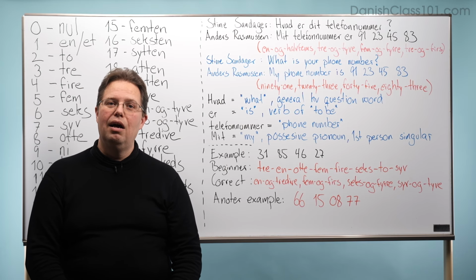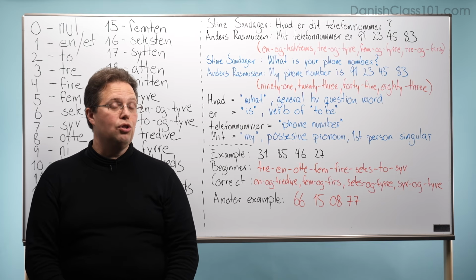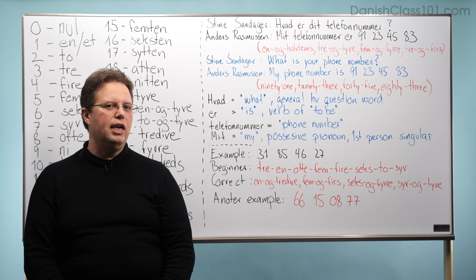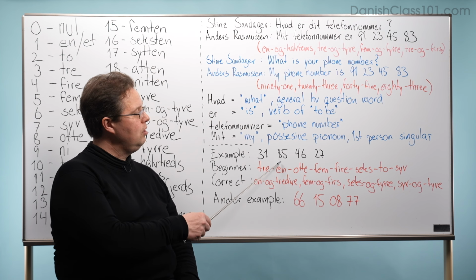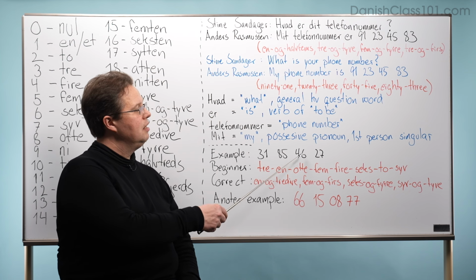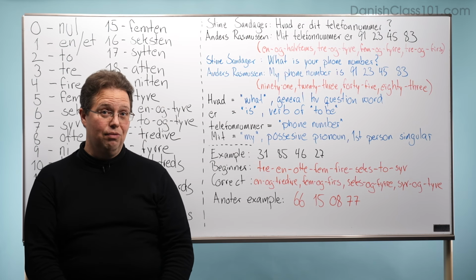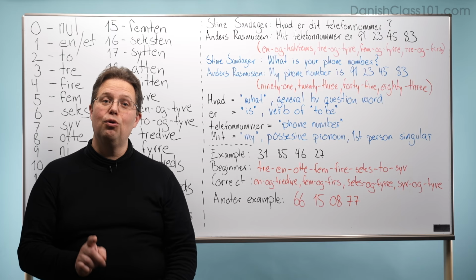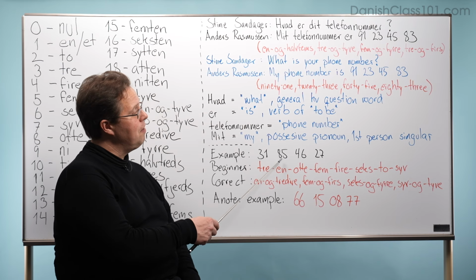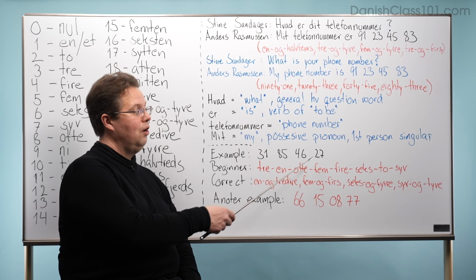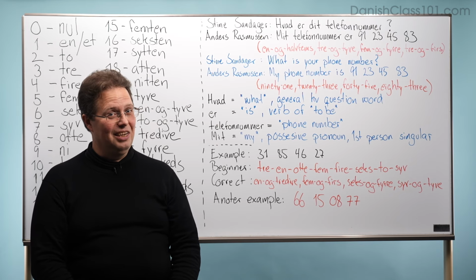Now, as a pure Danish beginner, you're definitely allowed to take it down a notch. So you could do single digits. Let's try that. It goes 3, 1, 8, 5, 4, 6, 2, 7. That's pretty easy, right? But again, the correct way to give your phone number would be 31, 85, 46, 27.